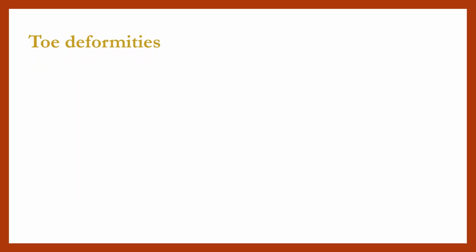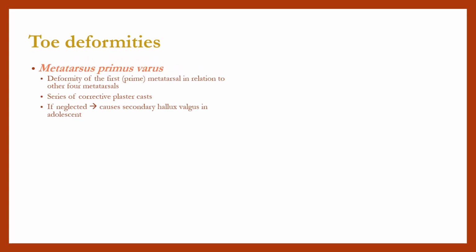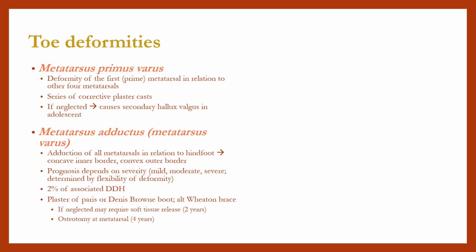Other types of toe deformities include metatarsus primus varus, or the deformity of the first metatarsal in relation to the other 4 metatarsals. The other is metatarsus adductus. It is the adduction of all metatarsals in relation to the hindfoot.